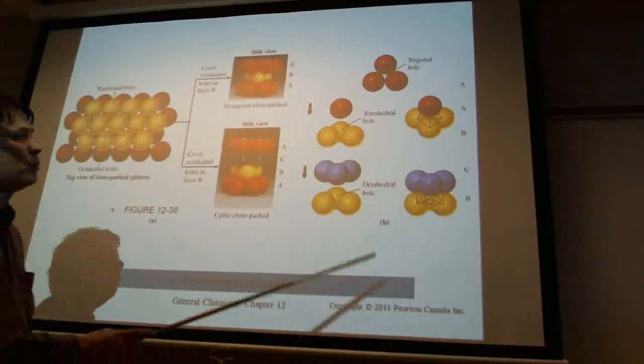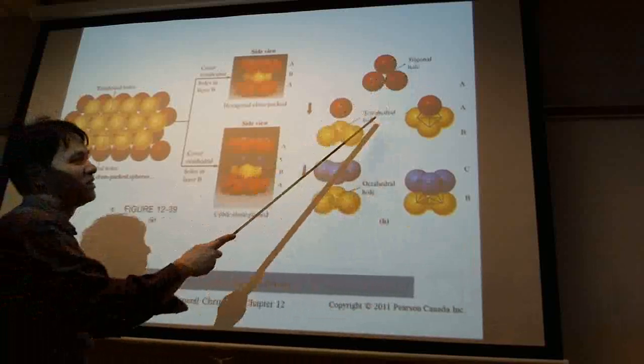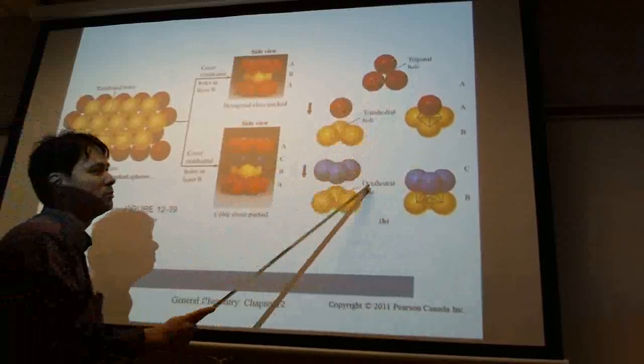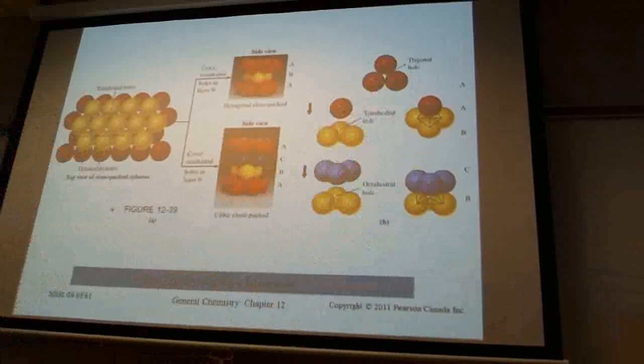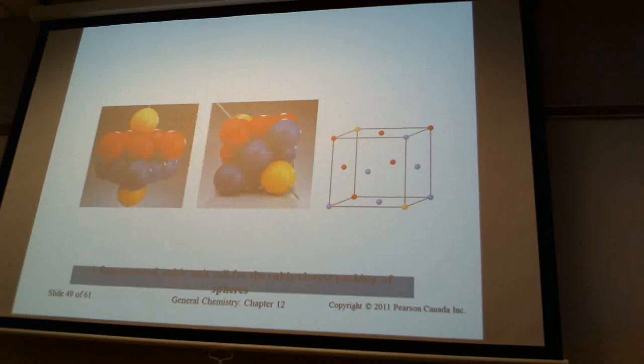We have 2 important holes. The trigonal hole is not important. The tetrahedral hole and the octahedral hole are the most important. You can see a tetrahedral hole. How do you see a tetrahedral hole?